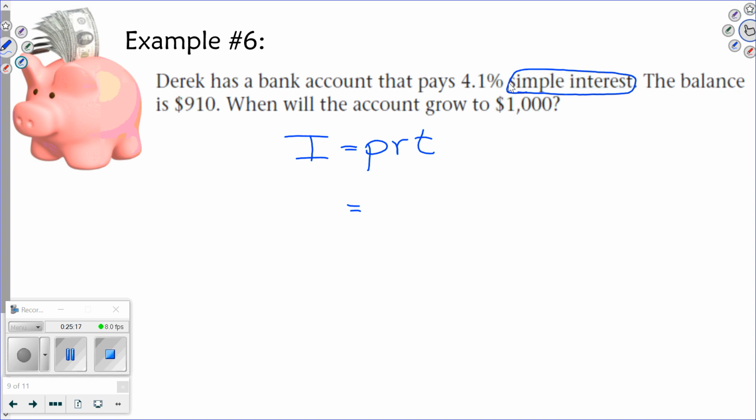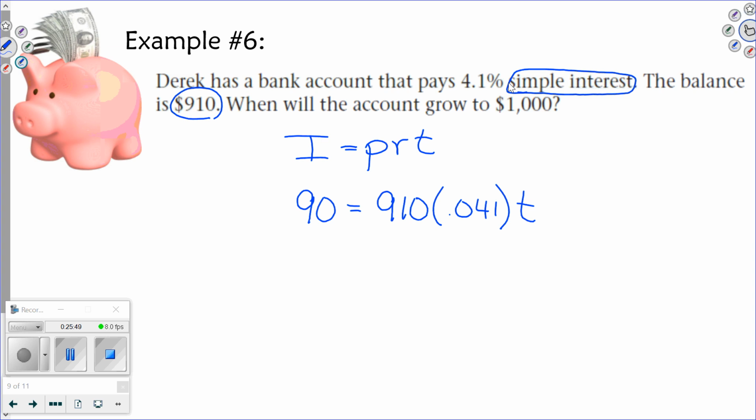Okay, so I heard the principal was 910. I agree with that, right? My balance is 910. My interest, or the rate, is 0.041. And we agree we don't know the time. What's the interest? It's 90. Very nice, Haley.